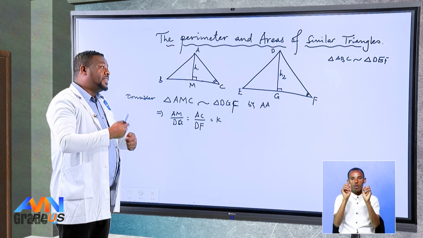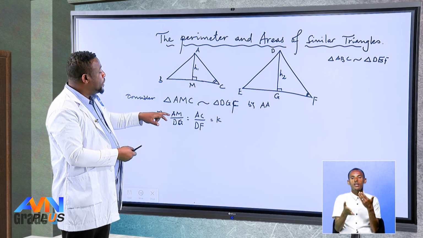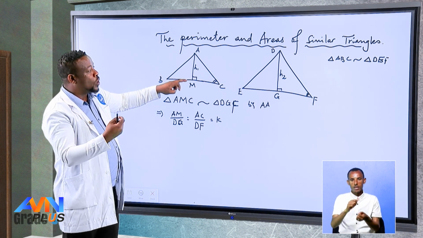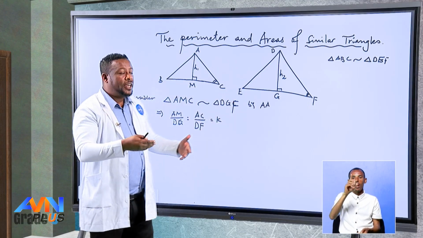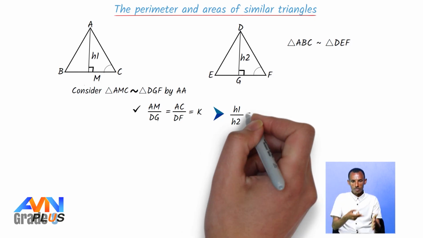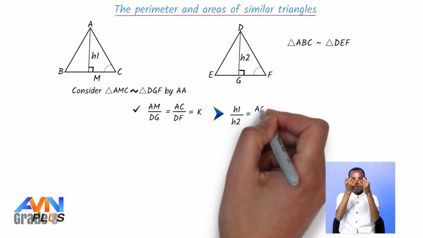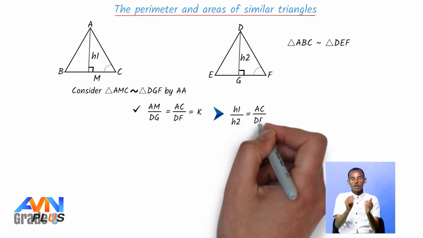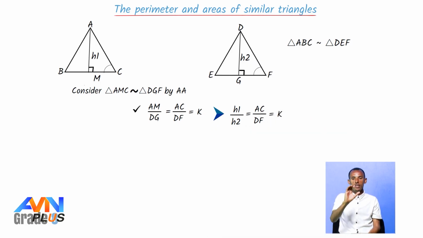Okay, to make things easier, let us replace AM by H1 and DG by H2. So this implies H1 over H2 is the same as AC over DF, which is exactly the same as a certain proportionality constant, right?